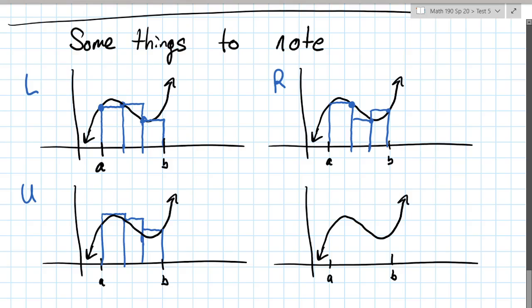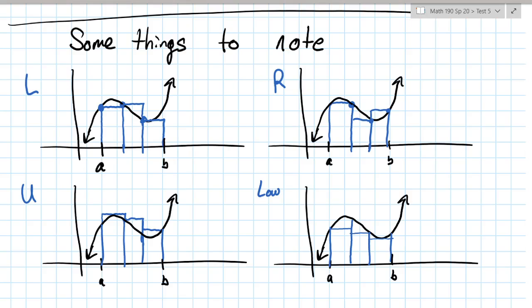So that would be an upper sum, and then a lower sum would work the same kind of way, except you would keep each of your values to be the minimum in the interval. So there's the minimum, the minimum, the minimum. So that would be my lower sum.